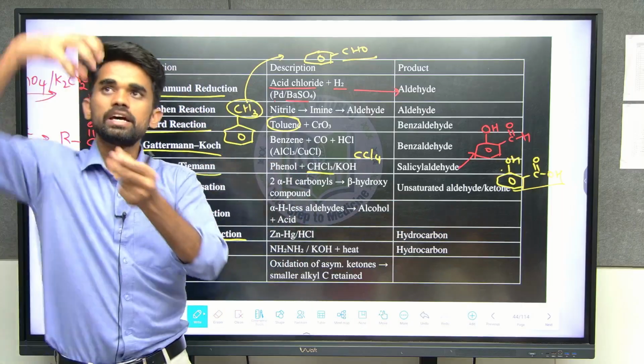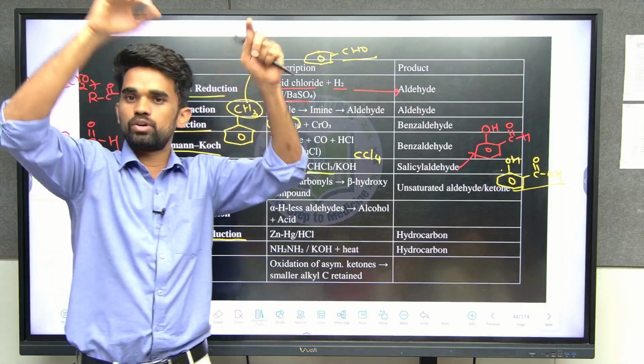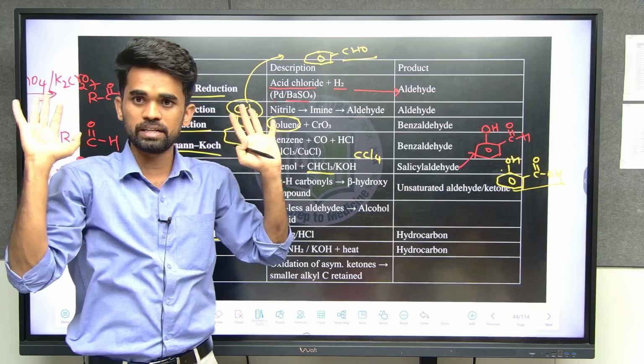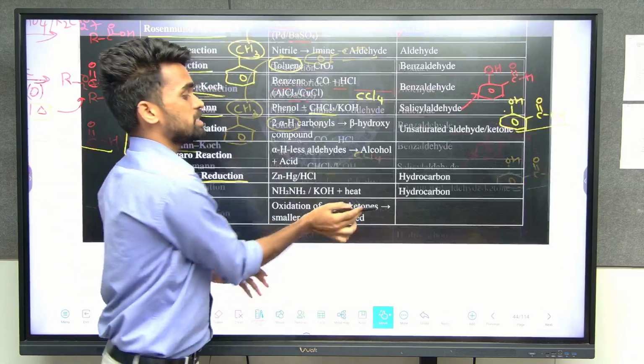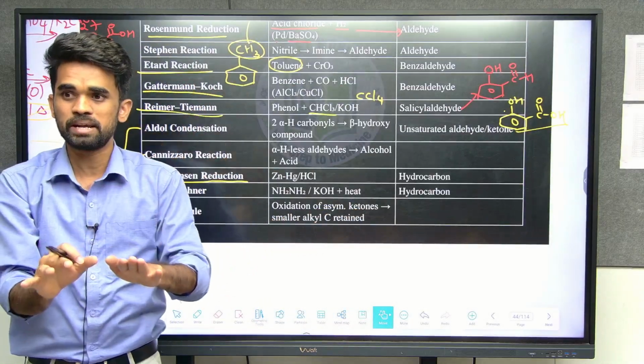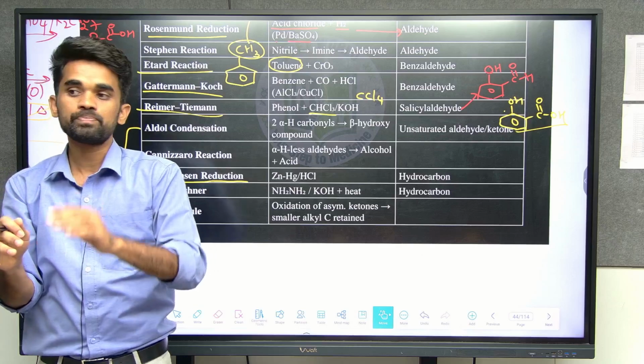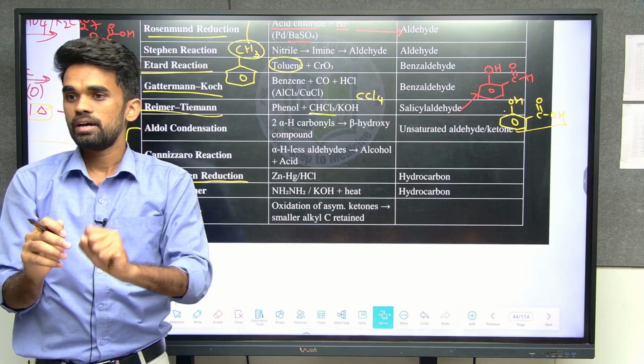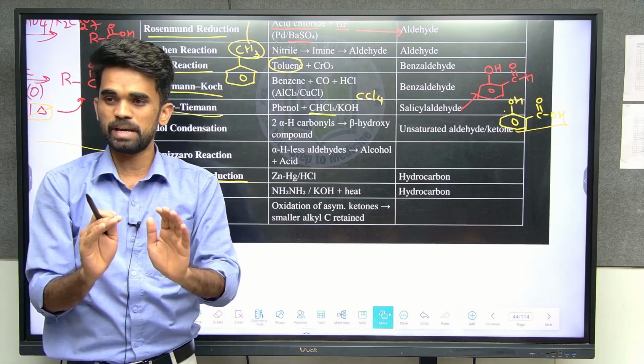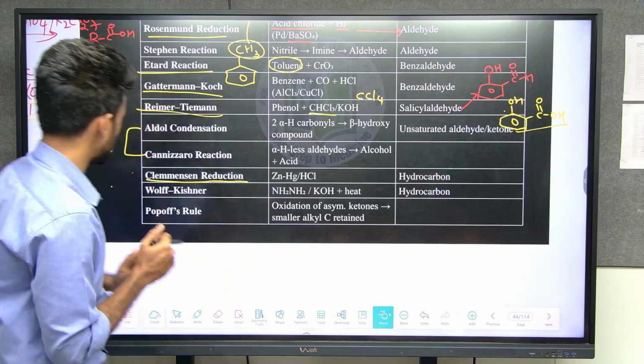So what you are doing is removing that oxygen and placing hydrogen. That's it. Over. Everyone clear with that? Okay. So next, Wolff-Kishner reduction means the same process takes place but in presence of basic medium. What is the reagent used? Hydrazine and KOH, that basic medium under heating condition. Next, what is that?